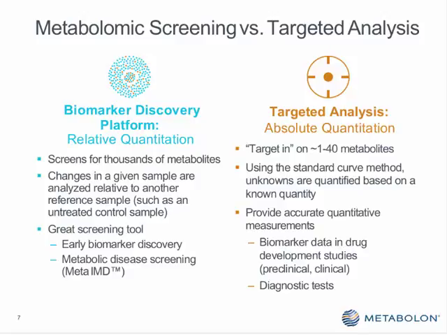In targeted analysis, we're doing absolute quantitation. So at that point, you're targeting in on anywhere from 1 to, say, 40 metabolites. We use a standard curve method, so the unknowns are quantified based on a known quantity that's spiked into our standard curve. And we provide accurate quantitative measurements. So for, say, biomarker data and drug development studies, we can do preclinical or clinical and even diagnostic tests.